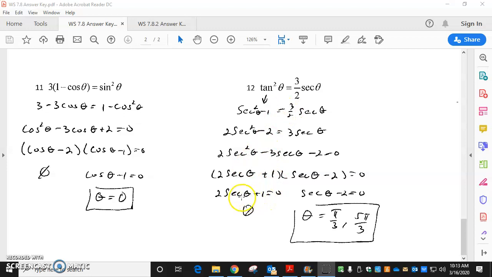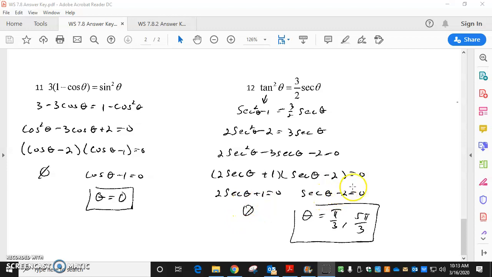Again, to solve secant, you're going to rewrite this as a cosine. So for this one, you're going to get secant equals negative 1/2, and then you're going to have to rewrite that as a cosine problem, which is going to end up with theta equals the inverse cosine of, well, when you take negative 1/2 and flip it, you're going to get negative 2. There is no angle that has a cosine value of negative 2. So that one doesn't give you a solution, but this one does.